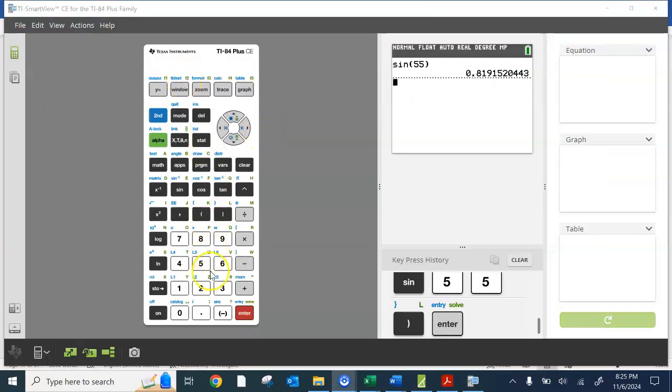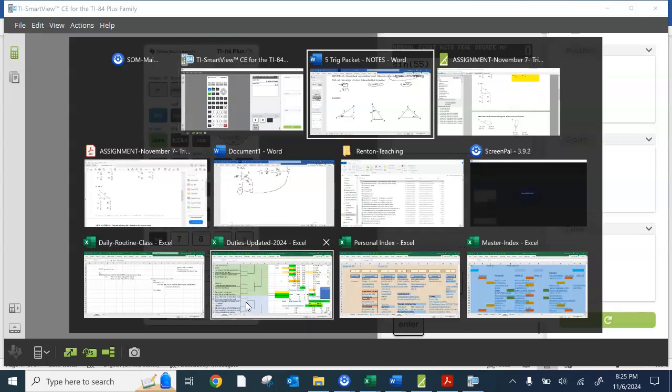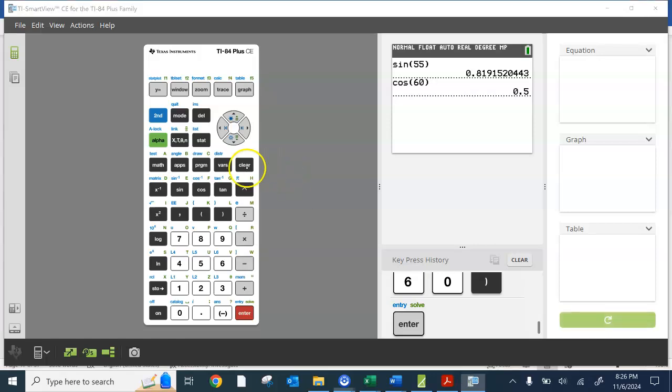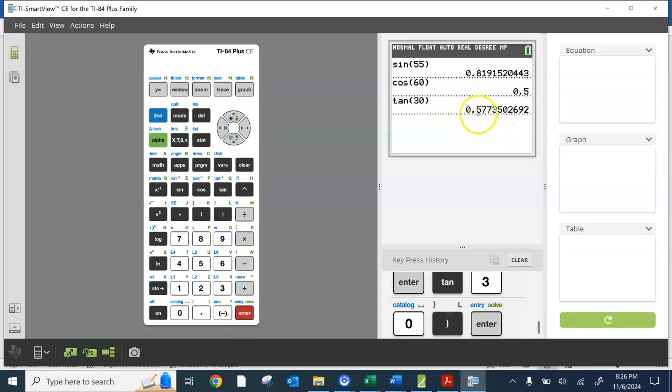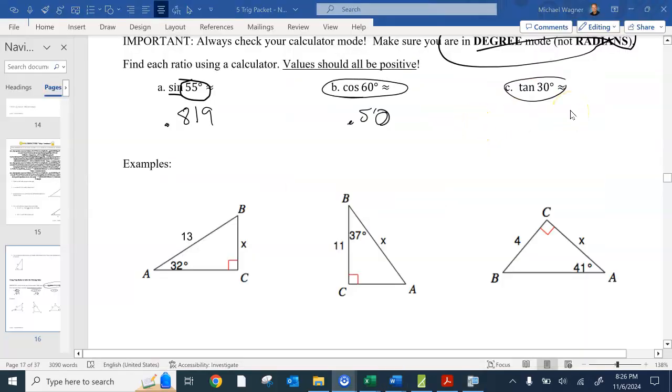Okay, so cosine 60, cosine's right here. Type in 60, parenthesis, enter, 0.5. Okay, so 0.5 for that one is what you should have got. Okay, now we're going to do tangent 30. So we go to tangent 30, parenthesis, enter, 0.577. Okay, so at least 3 digits, 0.577. Okay, so that's basically all there is to it.